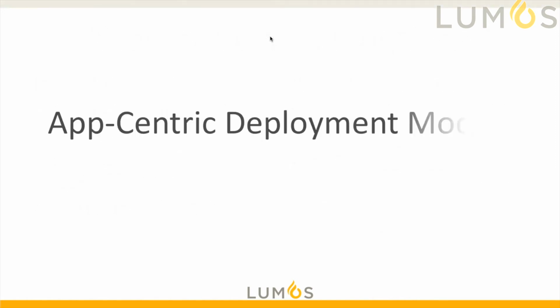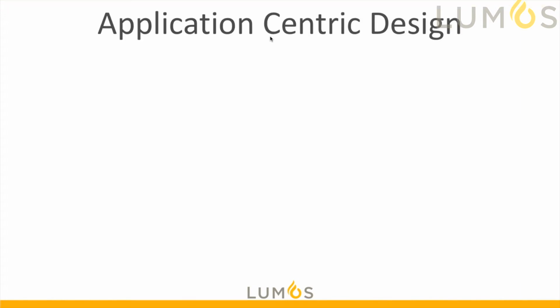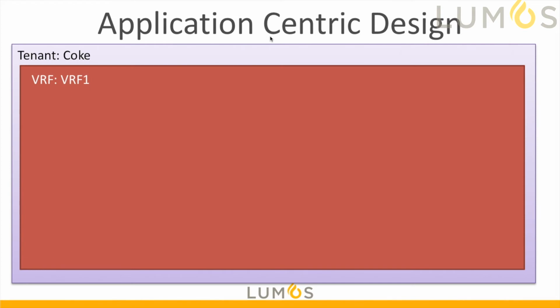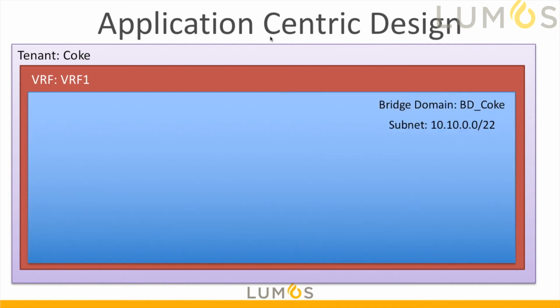So let's look a little bit into application-centric. What are the differences, and then what are the benefits of moving towards that kind of model? So the first thing that we're going to see as we go through this is our tenant and our VRF structure is going to remain exactly the same, right? So no change. So here we have tenant Coke, VRF1. When we get to the bridge domain, this is where things kind of shift a little bit. So here we create our bridge domain BD Coke, and we create a subnet address attached to it, just like we did in our network-centric model.